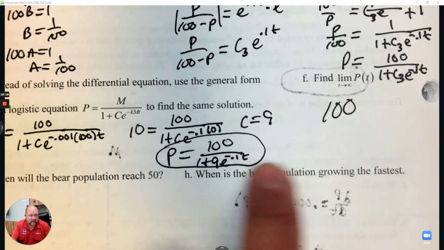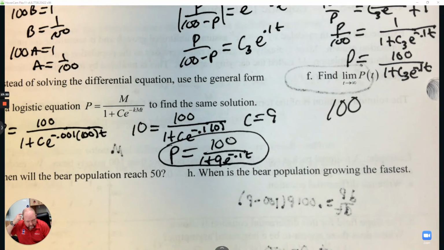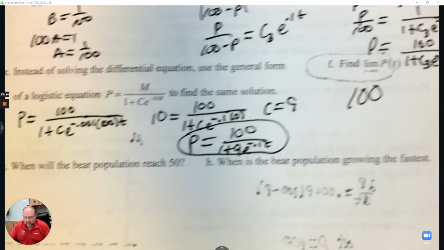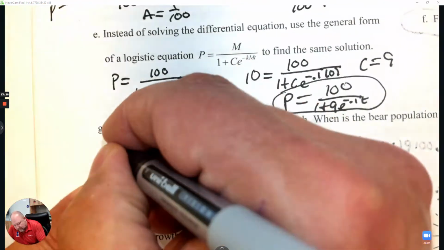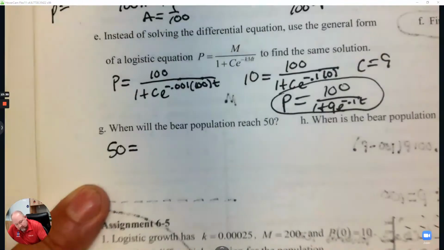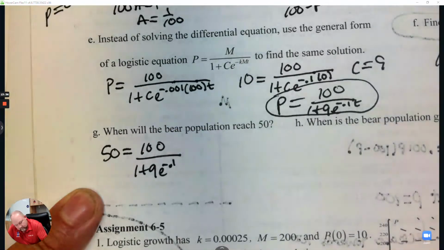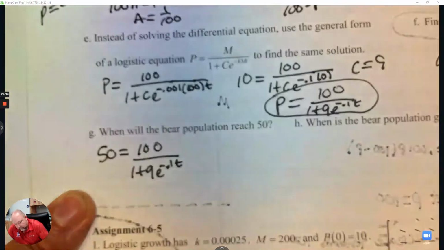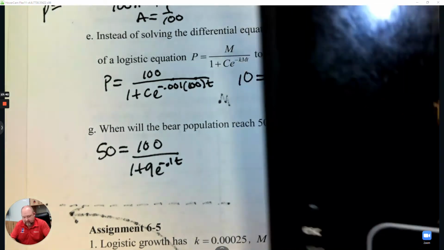What's the right end behavior? So in that case, it's the numerator that gives you that. That's the horizontal tangent. When will the bear population reach 50? So we take what we have and make it equal to 50, and we're going to use our calculator and solve this. So let's see, make it equal to 50 and solve it. Let's take our calculator out.